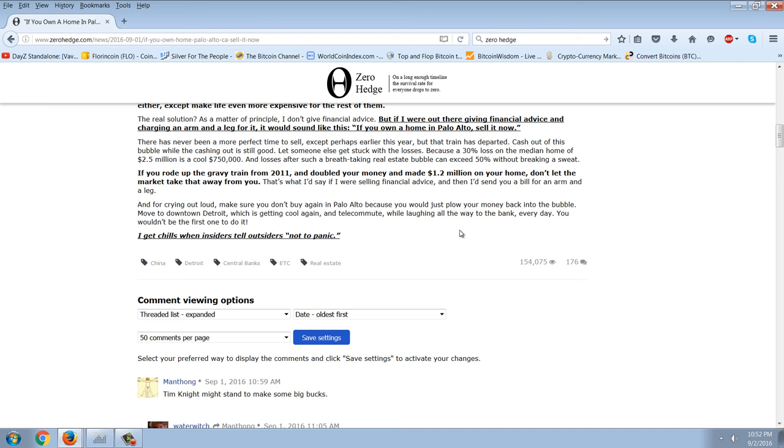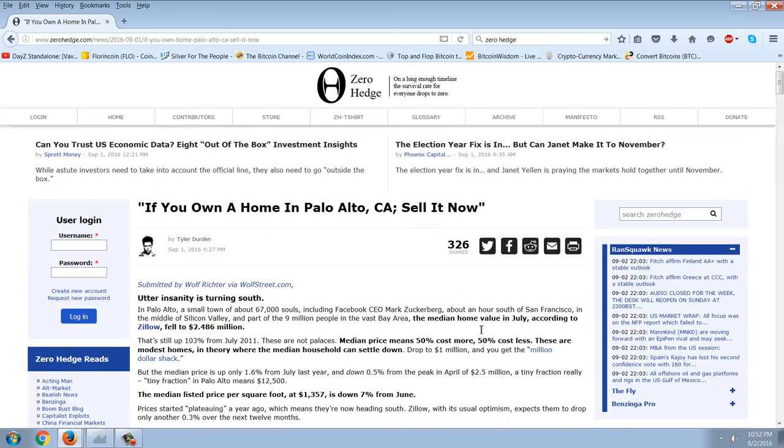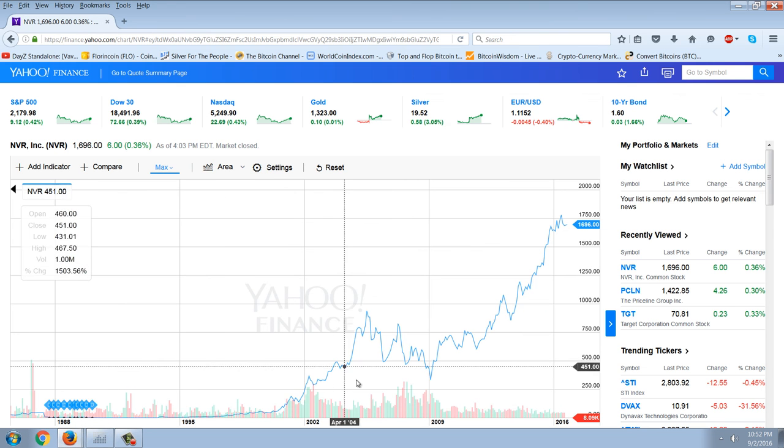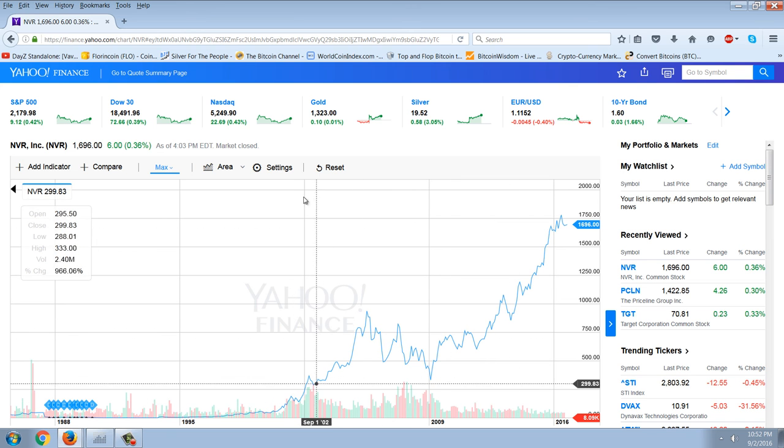I get chills when insiders tell outsiders not to panic. So that is the unreal estate market. It's absolutely incredible that they've done this. They've done it again. They've blown up an even bigger bubble than they blew up last time. And those numbers coming out of Palo Alto, now the numbers are coming in from around the nation. They're coming in from Vancouver. They're coming in from parts of Texas, some parts of Oregon, some parts on the East Coast.